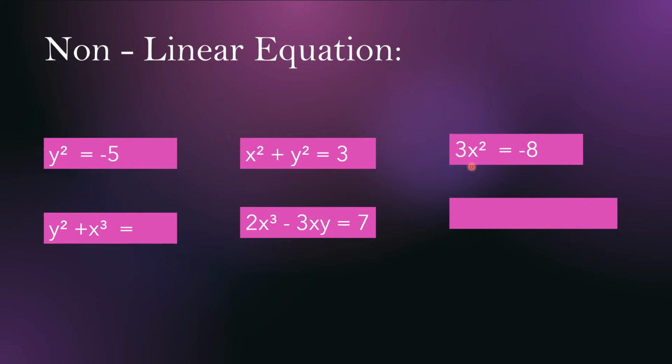And then 2x cubed minus 3xy is equal to 7. And then 3x squared is equal to negative 8. This one is not linear because of the exponent there. And xy squared plus y plus z squared is equal to negative 8.